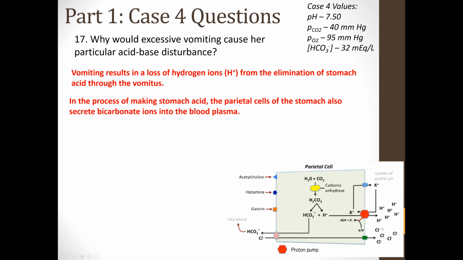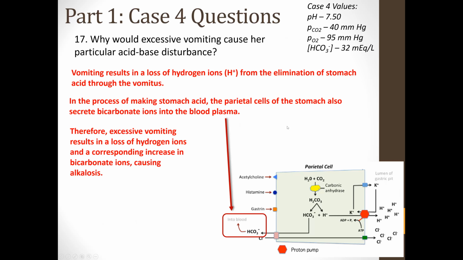So when you are vomiting, you are losing these hydrogen ions, and then again notice you are secreting bicarbonate ions into the blood as you are making more acid to replace the hydrogen ions that you just vomited up. So therefore, excessive vomiting will result in a loss of hydrogen ions and a corresponding increase in bicarbonate ions, causing alkalosis. This is why we saw an elevation of bicarbonate levels.